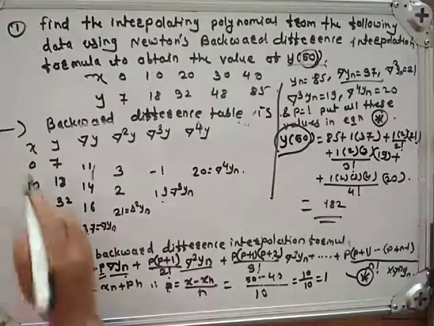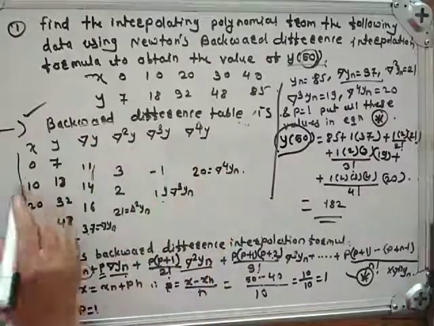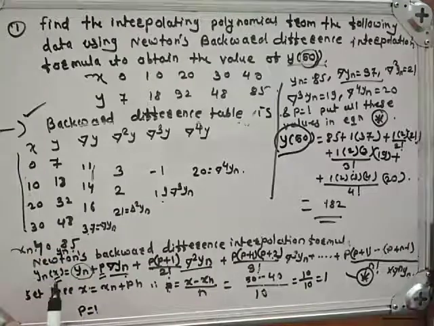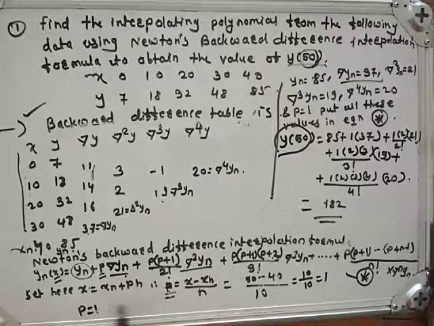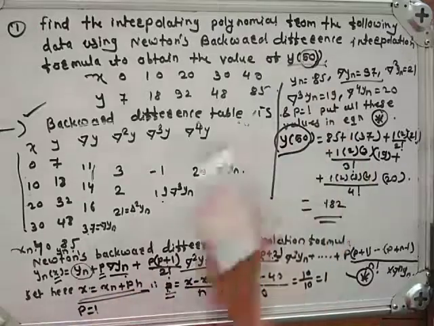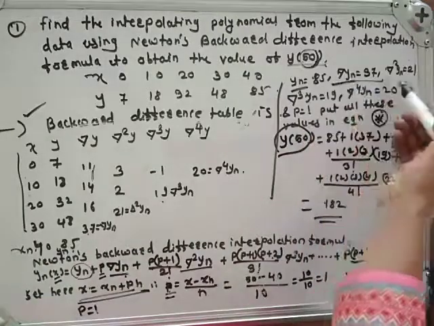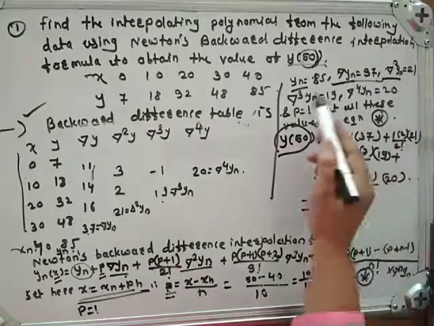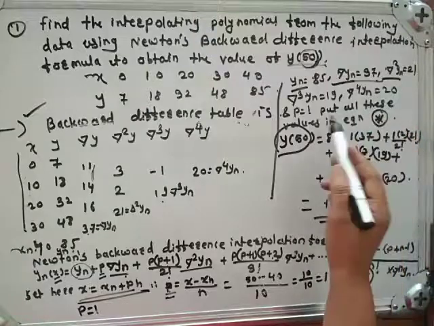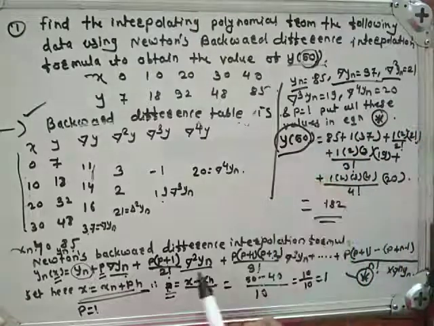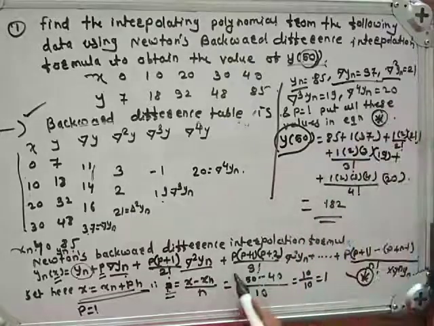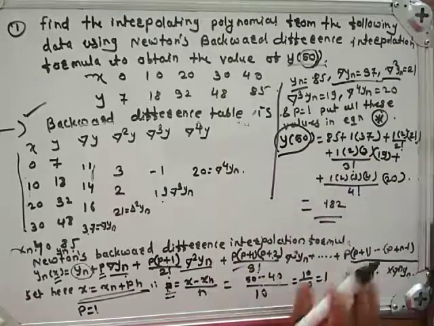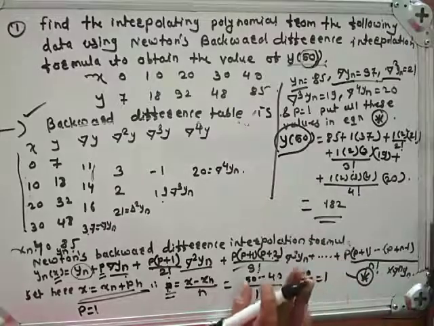Very simple. First construct backward difference table as this. Next find the value of p by using this formula. Okay. Next, write down the values of yn, del yn, del square of yn, del cube of yn, del raised to 4 of yn, and p is equals to 1. Put all these values in this formula and solve. You will get the required answer.